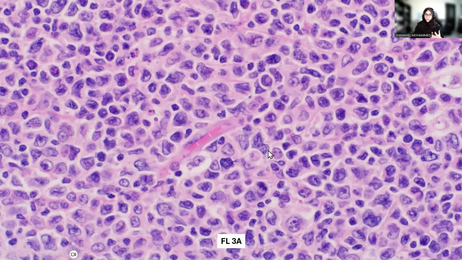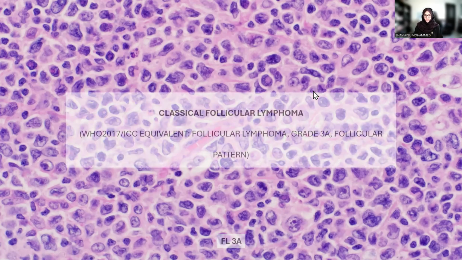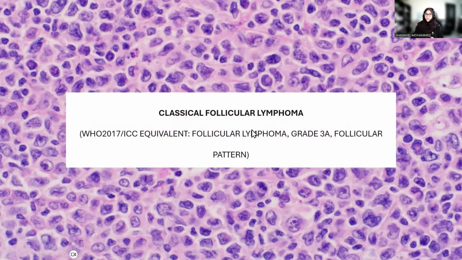So this is again a follicular lymphoma, but here the centroblasts, if you count them, are more than 15. So this will be ICC follicular lymphoma grade 3A because you still have the centrocytes. This will be a classical follicular lymphoma in the 5th edition. However, ICC equivalent to follicular lymphoma 3A, follicular pattern.